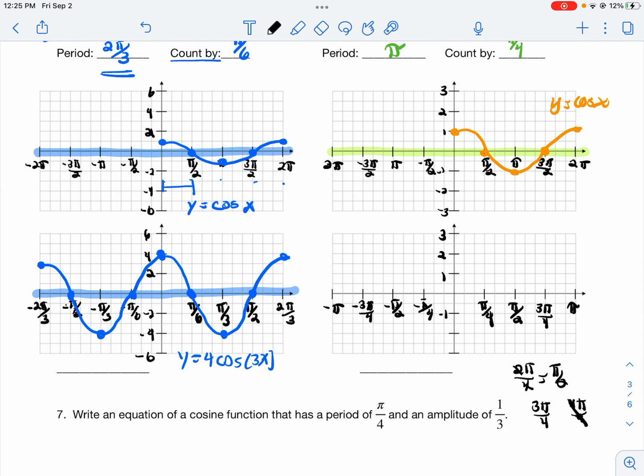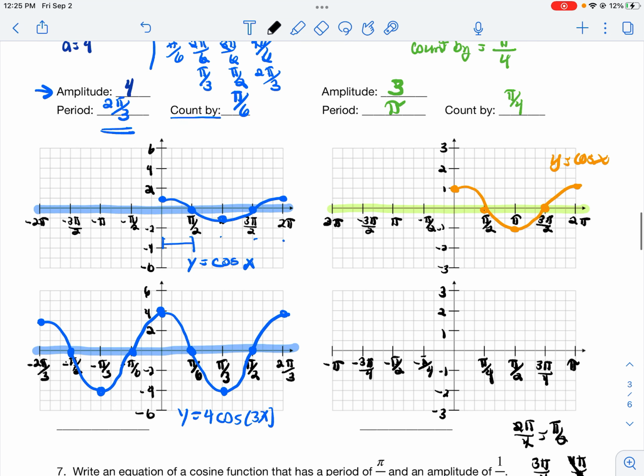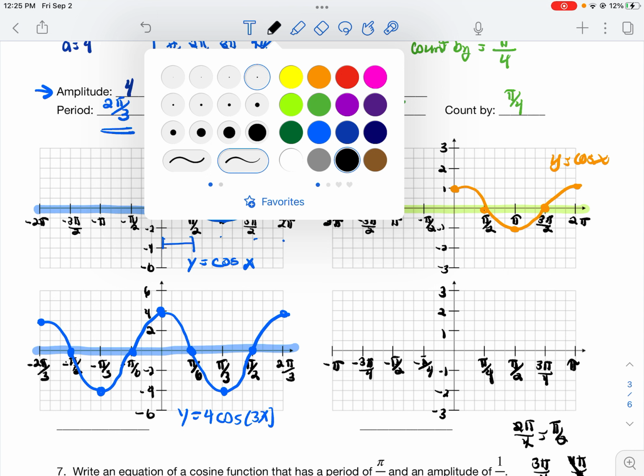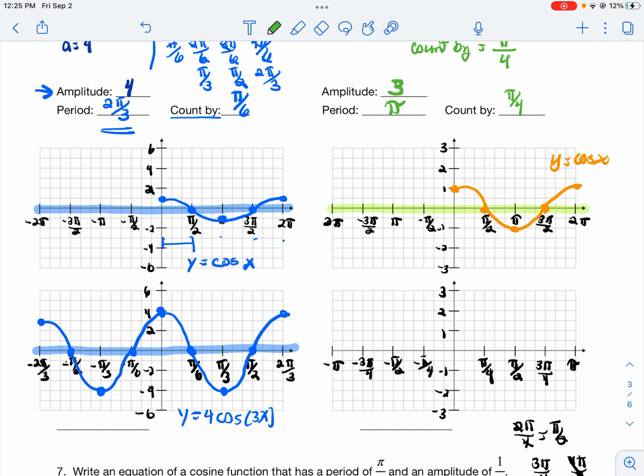I just have to make sure it fits in my graph, so I change my y-axis if needed. All right, so now I'm going to graph my amplitude and my period. I graph by changing the scale on the y-axis. So I'm just going to graph that amplitude. So remember, our midline is here on the x-axis.